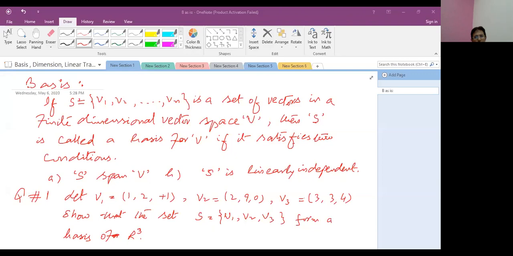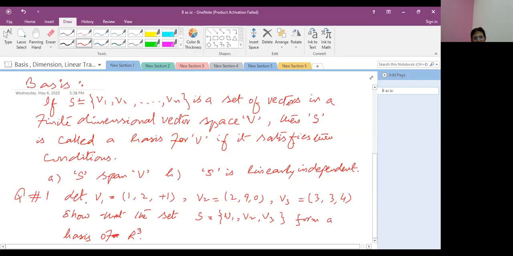If S is equal to {V1, V2, ..., Vn} is a set of vectors in a finite dimensional vector space V, then S is called a basis for V if it satisfies two conditions. The first one is that the set S spans V. And the second condition is that S is linearly independent. If these two conditions hold for a set of vectors, then it forms a basis. So now let's write an application about this.